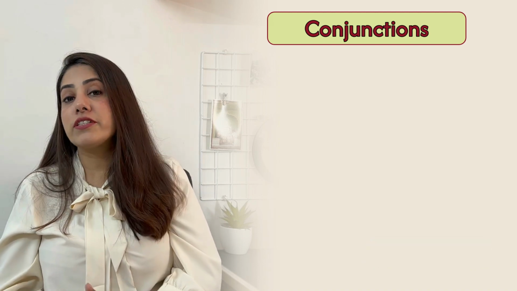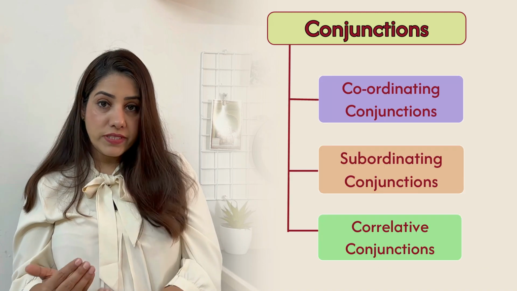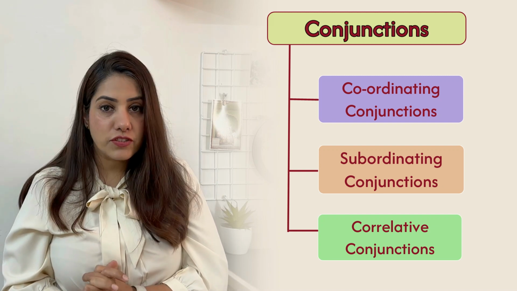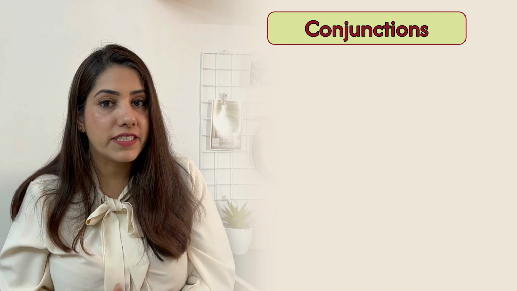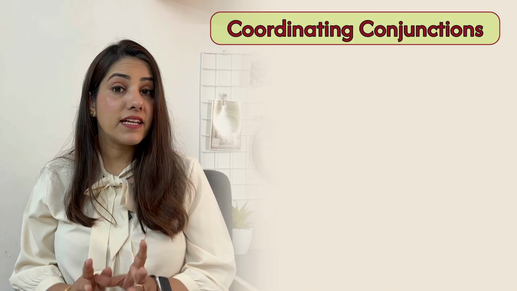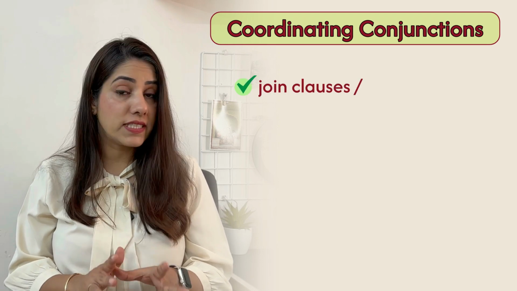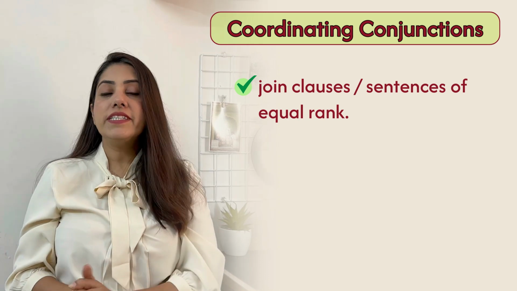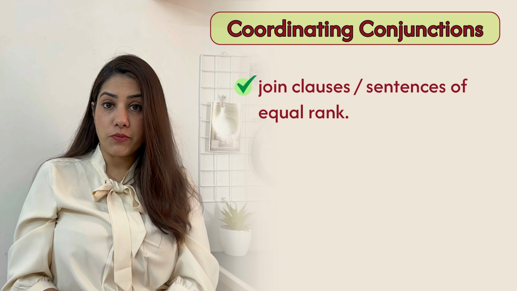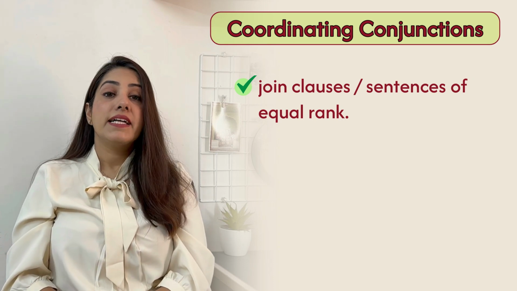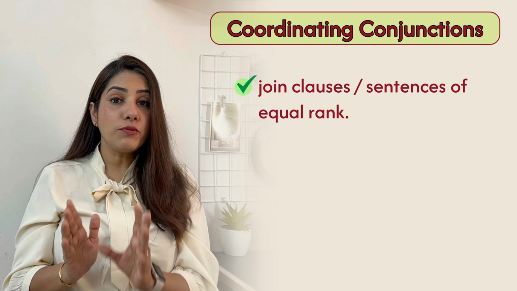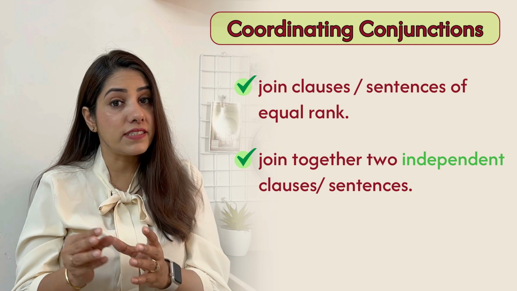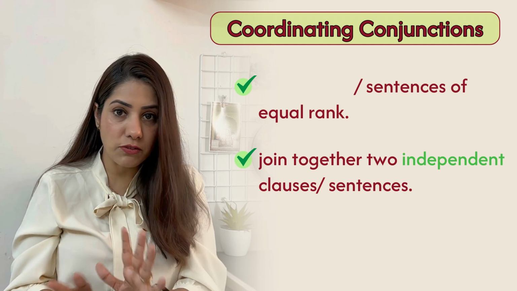Now in the English language there are mainly three types of conjunctions: coordinating conjunctions, correlative conjunctions and subordinating conjunctions. Now let's first learn about coordinating conjunctions. Coordinating conjunctions allow you to join words, phrases or sentences of equal rank in a sentence. Now it is important to note that coordinating conjunctions join together two independent ideas, or two independent sentences or clauses that are not dependent on each other.